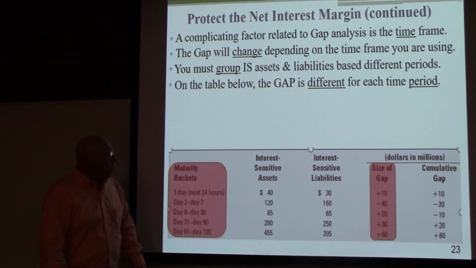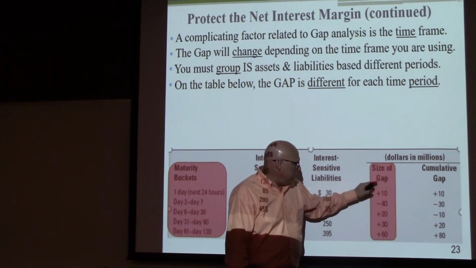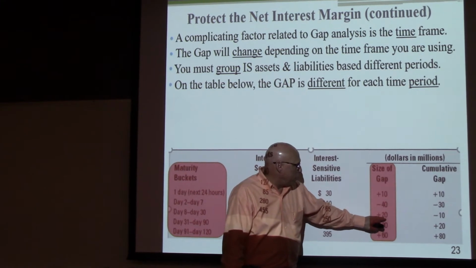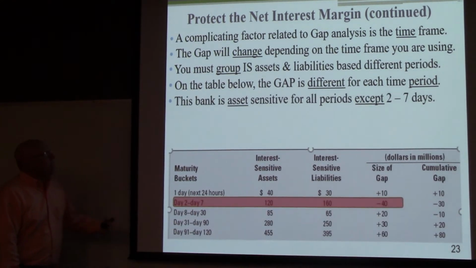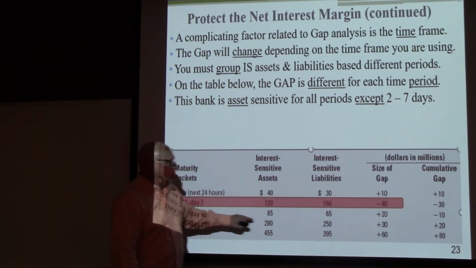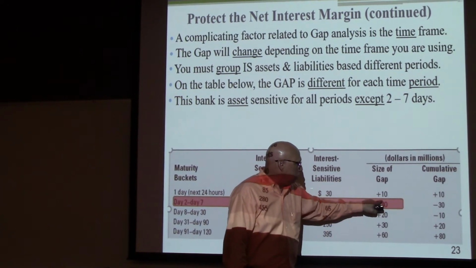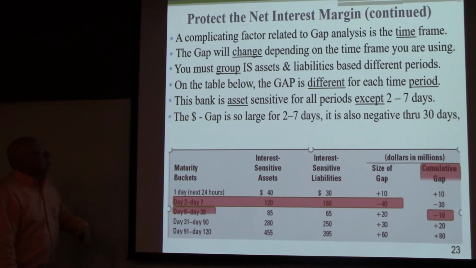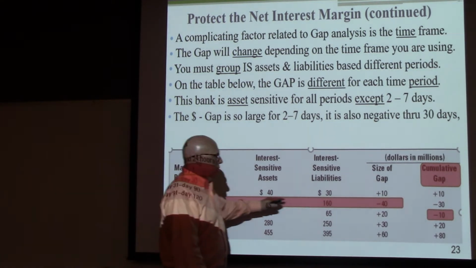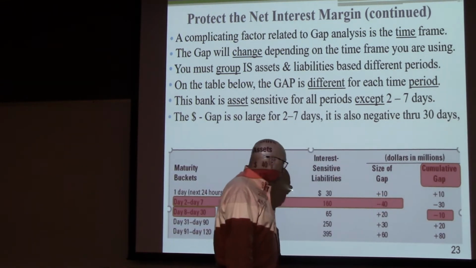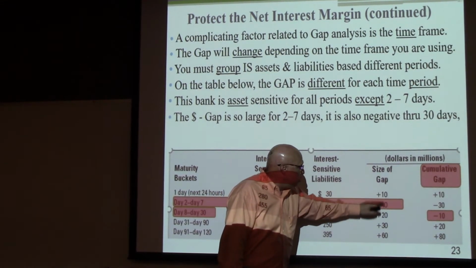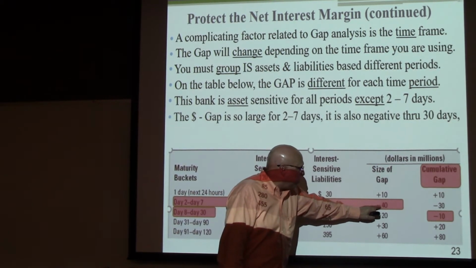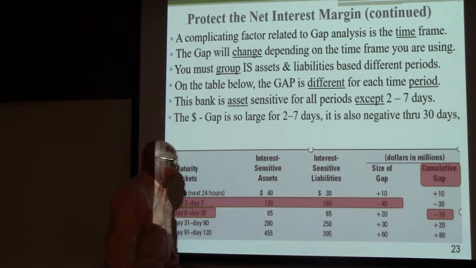So it could be a situation where for one period of time the bank is asset positive, for example, but negative cumulatively. Let's take a look. The bank is asset sensitive for all periods, so for each period, plus, plus, plus, plus, except 2 to 7, minus 40. The dollar gap is negative. The negative gap is so large for 2 to 7 days that it causes the cumulative gap to be negative in the next period, even though that period is positive. Even though 2 of the 3 periods are positive, this period of negativity is so large that it keeps the cumulative gap negative.